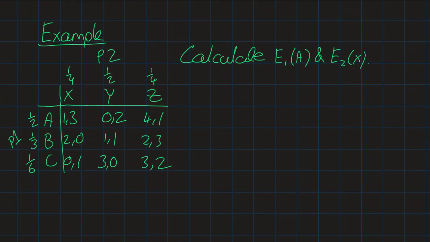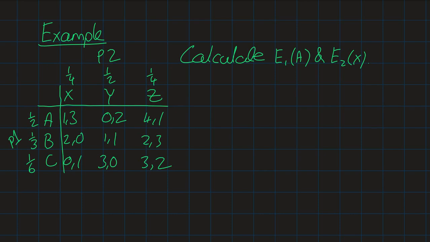This time let's consider this 3x3 game. Player 1 has the pure strategies A, B and C, player 2 has the pure strategies X, Y and Z, and they're playing mixed strategies. Player 1's mixed strategy is a half, a third, a sixth, and you should always double check that a half plus a third plus a sixth is actually equal to 1. So this is a valid mixed strategy for player 1, and player 2 is playing a mixed strategy a quarter, a half, a quarter, which is also valid.